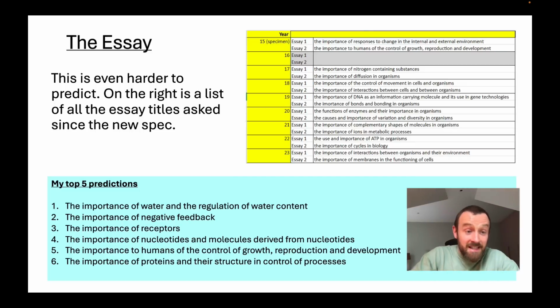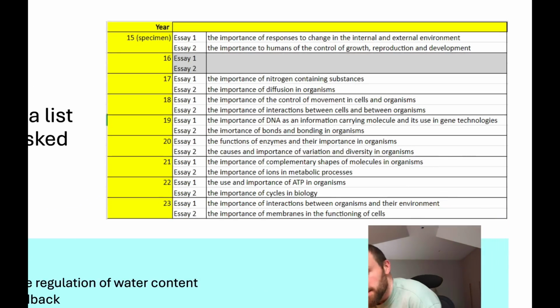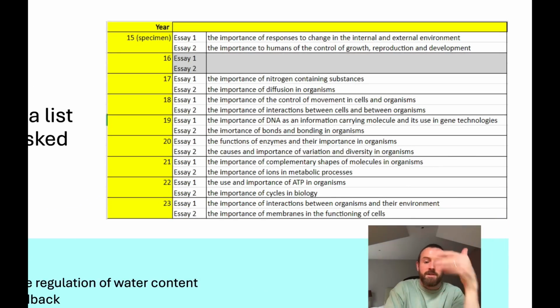Okay, so on to the essay, the last part of paper 3, the 25 marker, something that students often are afraid of. This is even harder to predict. So first of all, let's just look at everything that's come up in the past. On the right-hand side here, the yellow, this is everything that's come up since the new spec. So that's the specimen paper in 2015. Then in 2016, there was no specimen paper. Then 17 to 23, here are all the essay titles.